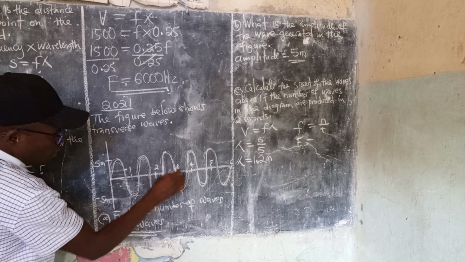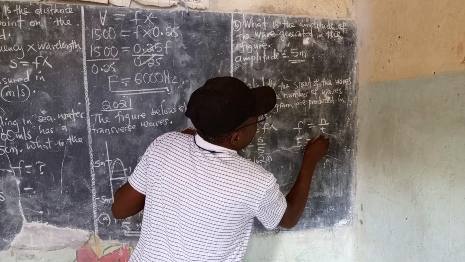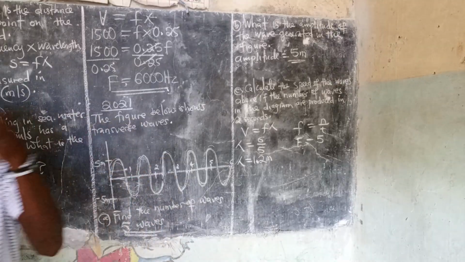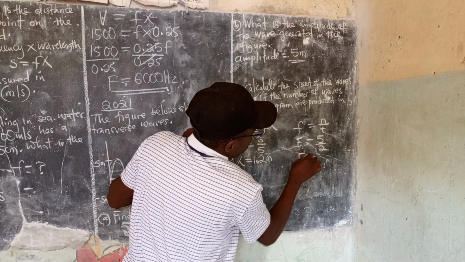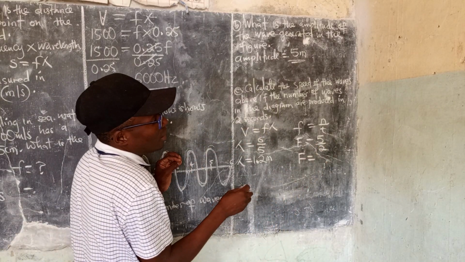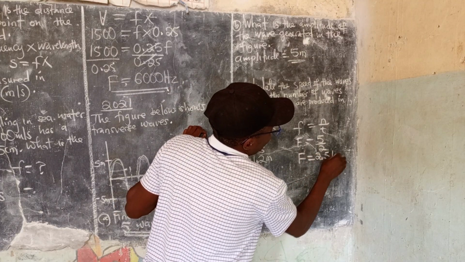1, 2, 3, 4, 5. There are 5 waves. So the number of waves is 5. In how many seconds have we completed? 2. So we divide this by 2. So frequency is equal to 5 divided by 2, which is 2.5. 2.5 hertz.